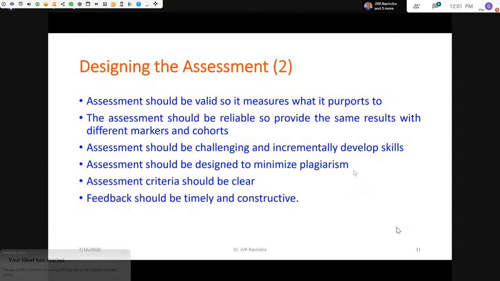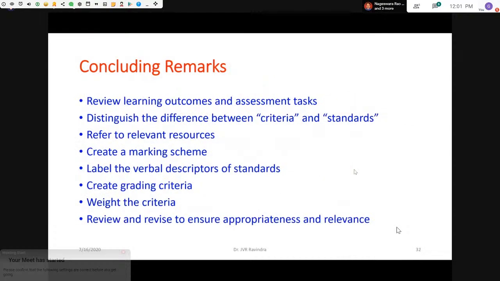Okay, assessment criteria should be clear. You just have to tell them how you are assessing them. Feedback should be timely and constructive. Understand this. Okay, so no negative feedback. No student is wrong. Everybody is good, but we have to tackle them very nicely. Please always remember the student community you are handling today is millennial students. They are different.